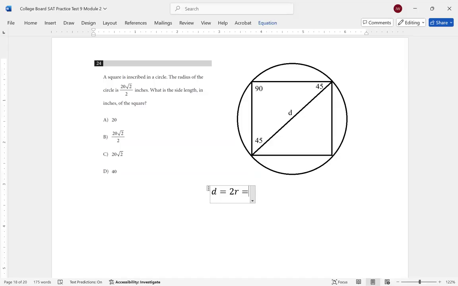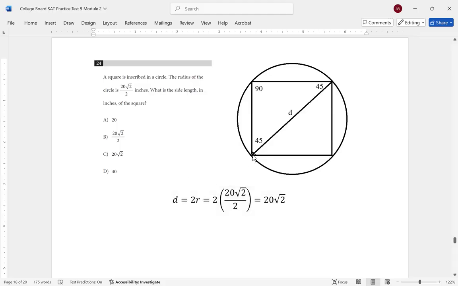And in this case, we know that the radius is 20 times the square root of 2 divided by 2. So if I take twice that number, I see that the diameter is equal to 20 times the square root of 2. So that's the diameter of the circle, which is also the diagonal of the square.